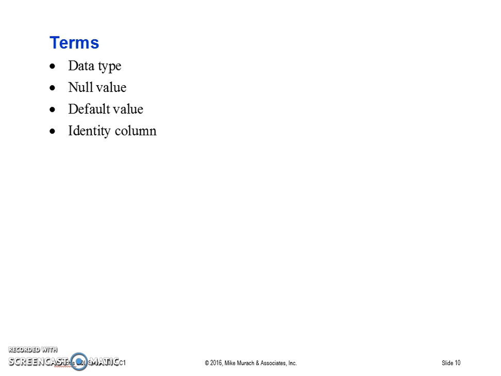So the columns of a table have properties. The data type that's assigned to a column determines the type and size of the information that can be stored in the column. If a column can contain null values. Default values, we already talked about this.